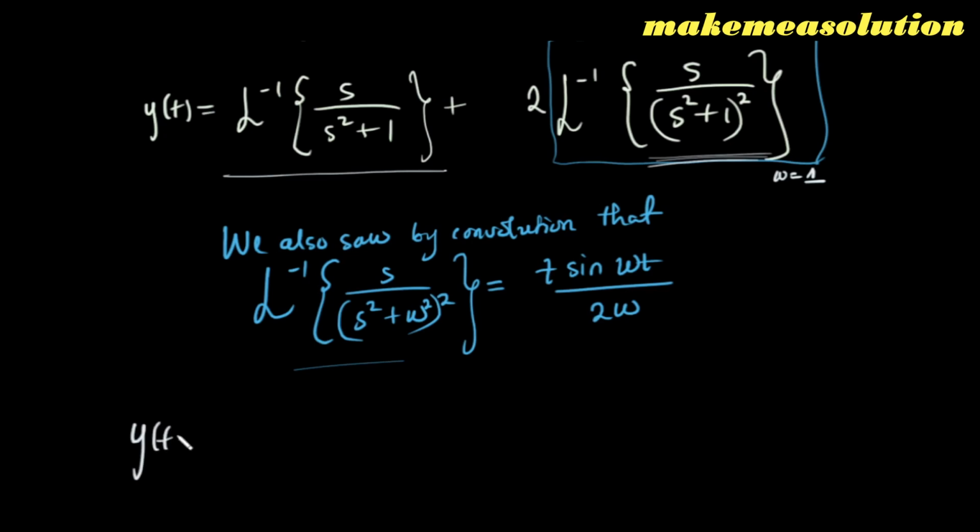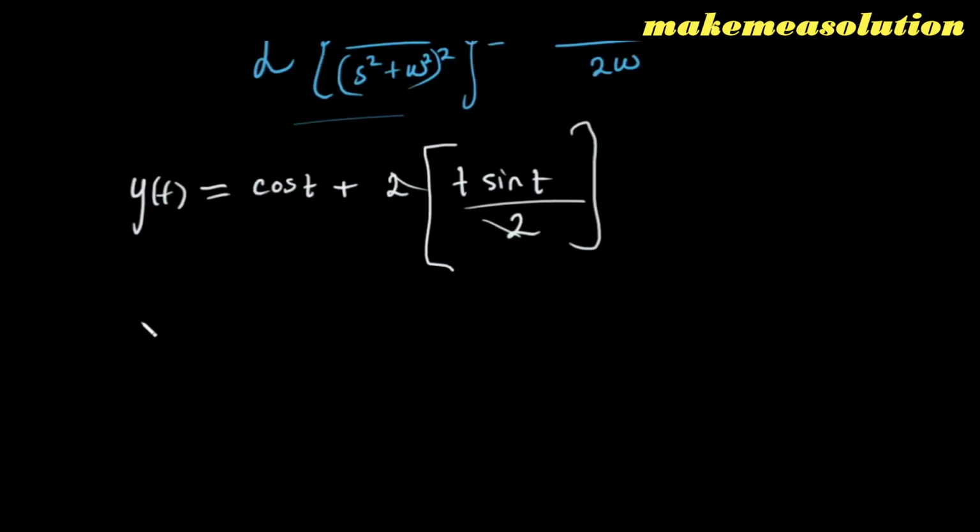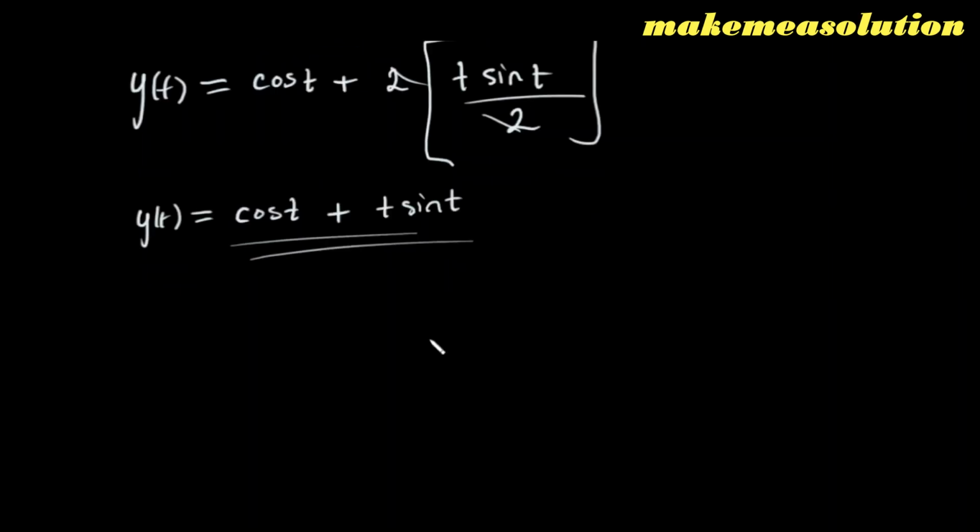Then y of t in this case is the inverse Laplace of s over s squared plus 1, and angular frequency of 1 belongs to the function cos t, cos 1t, then plus 2. Then let's apply the inverse Laplace to this case over here. With an angular frequency of 1, I'm going to have t sine, then here is 1 times t, which is t, all over 2 times 1, which is 2. So 2 cancels out 2, and at the end of the day, my y of t is cos t plus t sine t. Is that okay? Cos t plus t sine t.